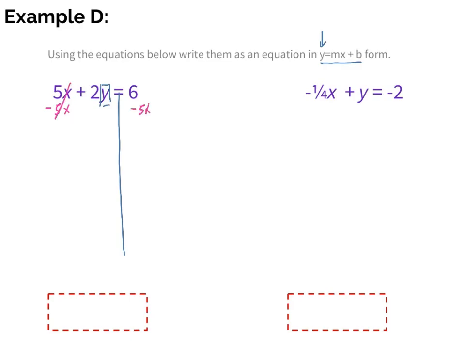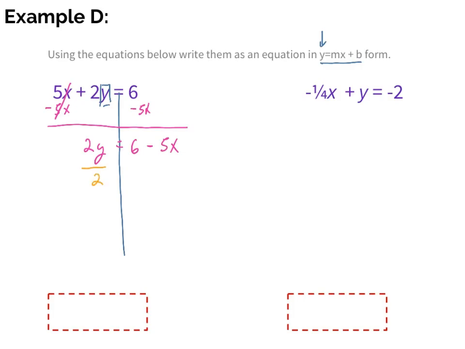These are going to cancel. Since I can't take 5x away from 6, I'm going to bring down my 2y, bring down my 6, and then bring over my negative 5x. So that's the first step of moving everything to one side. Now I need to get rid of that 2. In order to get rid of 2, I'm going to do the inverse operation, so I'm going to divide both sides by 2.